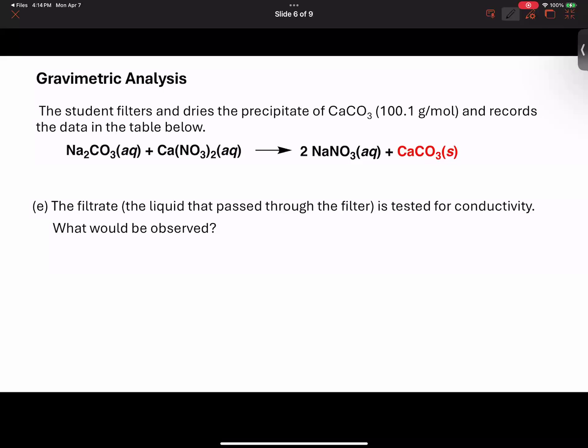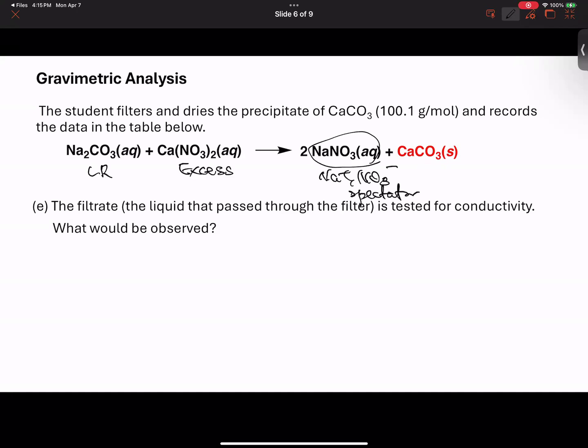The filtrate, the liquid that passes through the filter, is tested for electrical conductivity. What will be observed? Here we know that sodium carbonate is the limiting reactant. We have excess reactant, and we have sodium nitrate, which is sodium cation and nitrate anion. These are our spectator ions. We already drew those diagrams. When the calcium carbonate was filtered, in the solution we now have an excess amount of calcium cations and nitrate anions, and also sodium cations and nitrate anions. They are spectator ions. So the filtrate contains those ions.